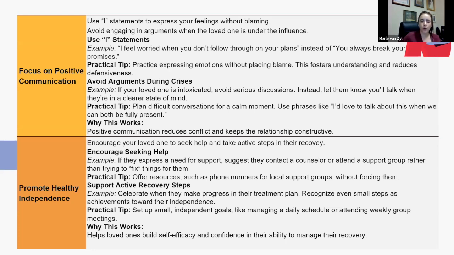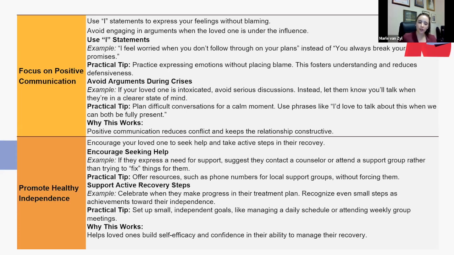I think avoiding arguments during a crisis is sometimes hard to do as a family member. Sometimes we get so worked up and so angry and maybe disappointed that we want to address our loved one in that moment, to let them know how they're hurting you at the moment, to let them know about the behavior, what they are doing. But if you think about it, it's actually just going to cause conflict, because that person is not in the right state of mind to have a positive and constructive conversation.